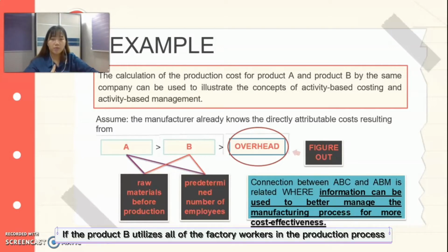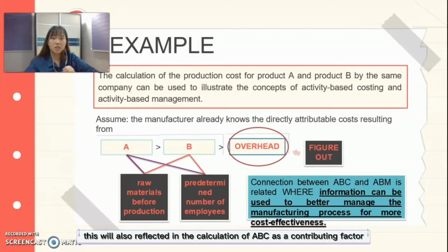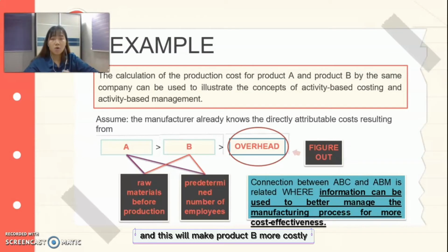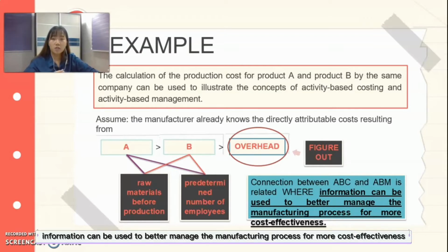However, for product B, if product B utilizes all the factory's workers in the production process, but the product generated is less than the production of product A, this will also be reflected in the calculation of ABC as a contributing factor, and this will make product B more costly. Hence, the connection between ABC and ABM is related, where information can be used to better manage the manufacturing process for more cost effectiveness.